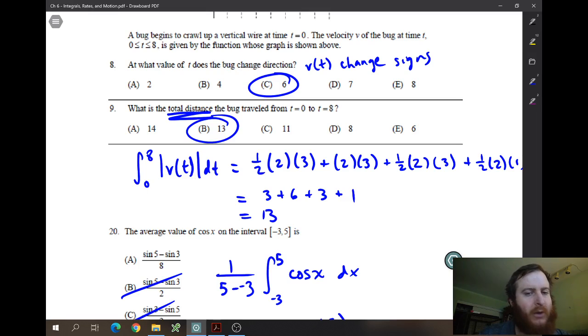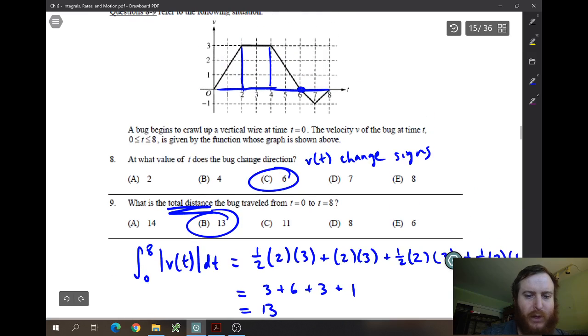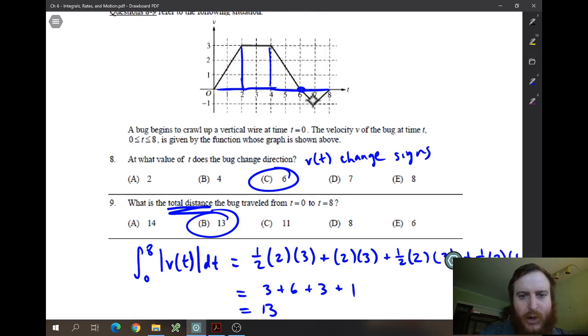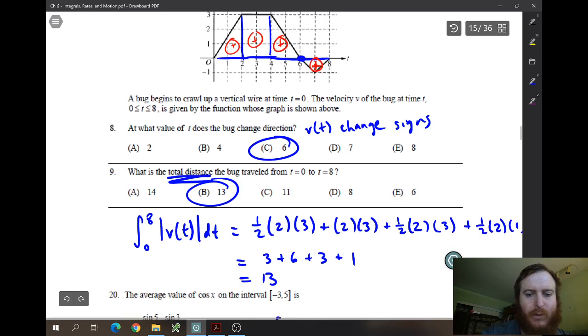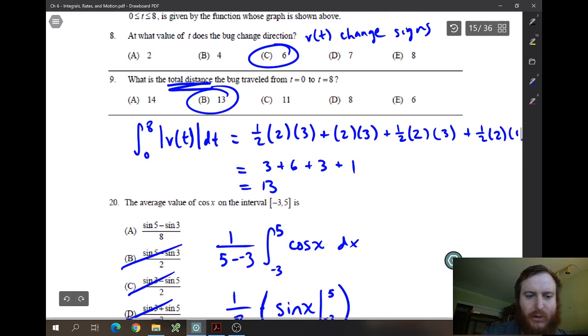If it's not a calculator question, it's probably going to be a graph question. So we do this the same way where we break it up into a triangle, a rectangle, a triangle, and a triangle. But because it's absolute value, every single one of them will be positive. For distance, everything's positive. It's impossible to have a negative distance. So that's how that worked. You should get 13. You can go over the answer, but it's nice and simple.